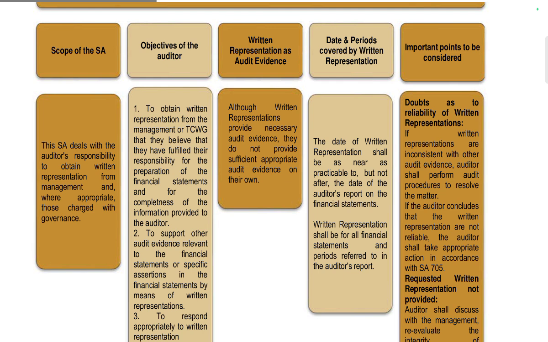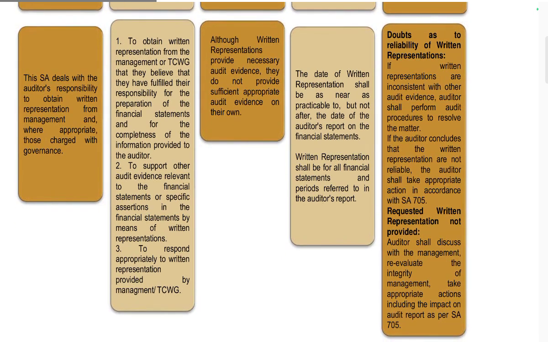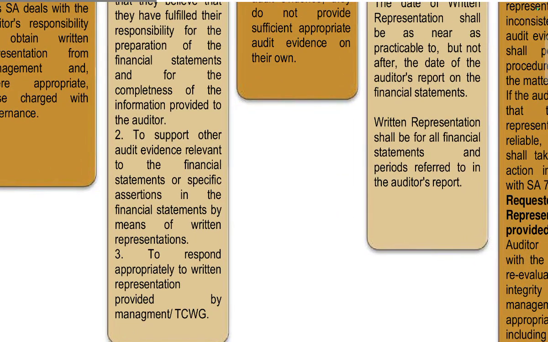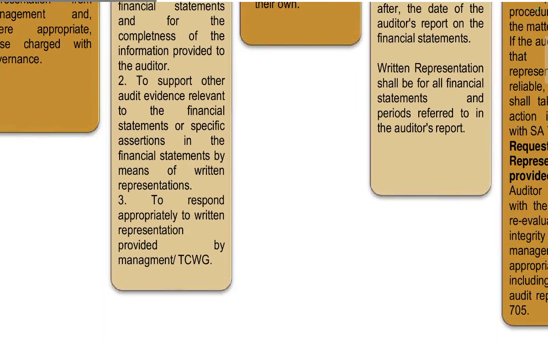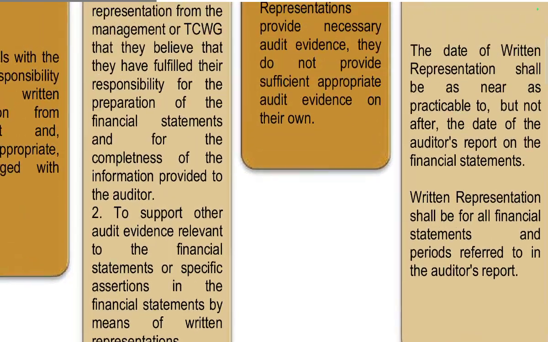This SA deals with the auditor's responsibility to obtain written representation from management and, where appropriate, those charged with governance. The objective of the auditor is to obtain written representation from management that they believe they have fulfilled their responsibility for the financial statements and for the completeness of information provided to the auditor, to support other audit evidence relevant to the financial statements or specific assertions, and to respond appropriately to the written representations provided by management.